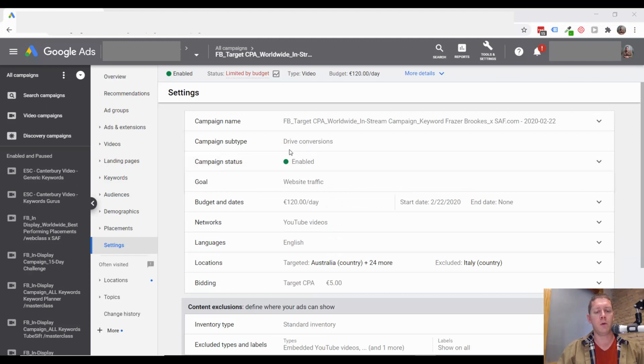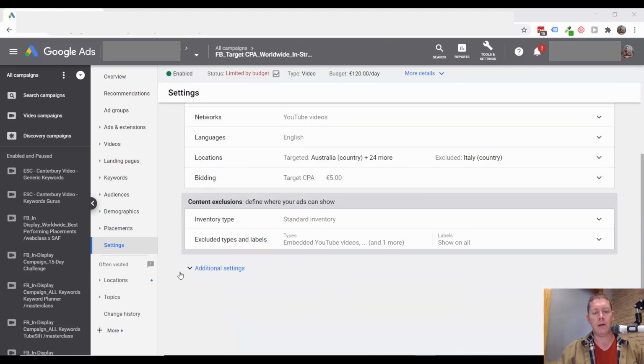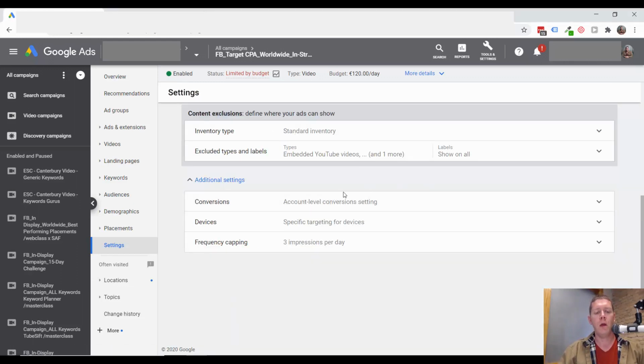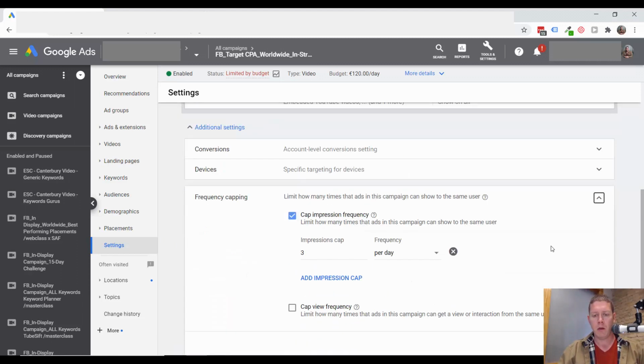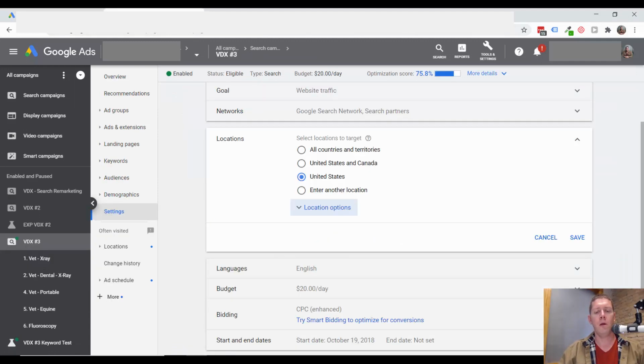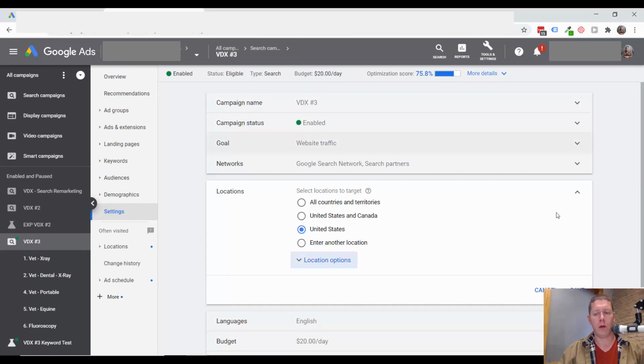So to get to frequency capping, you'd go to your campaign settings, and then you need to expand the additional settings down here. And then you'll be able to see the frequency cap. So in this campaign, you can see that it's set at 3 impressions per day. Let's look at another campaign while we're at it.